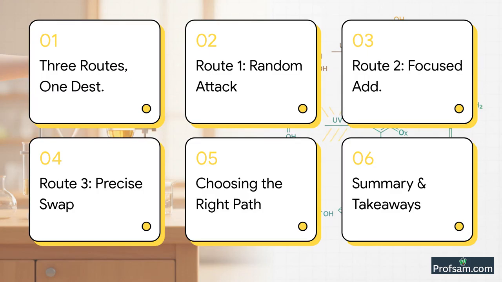Okay, so here's our game plan for today. We'll start with an overview called 3 routes, 1 destination. Then we'll explore each route one by one: the random attack, the focused addition, and the precise swap. After that, we'll discuss how to choose the right path, and finally, we'll wrap up with a summary of all the key takeaways. Let's begin.